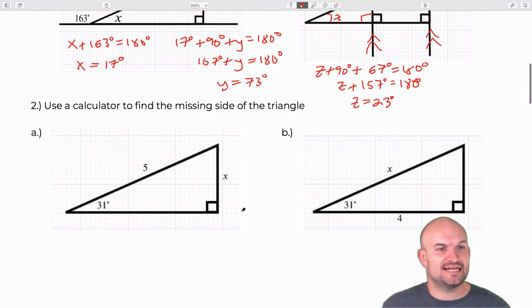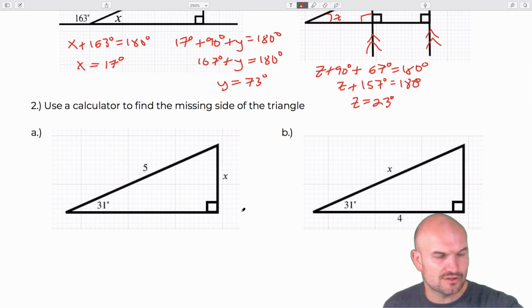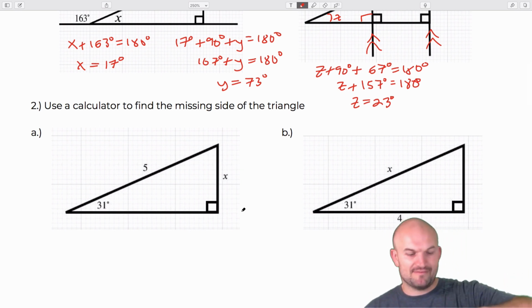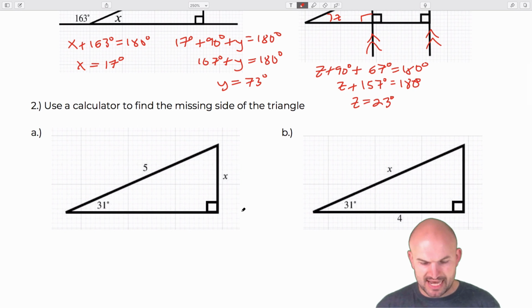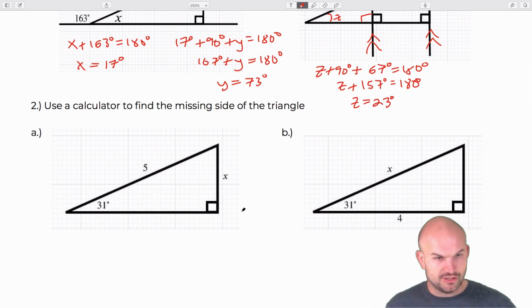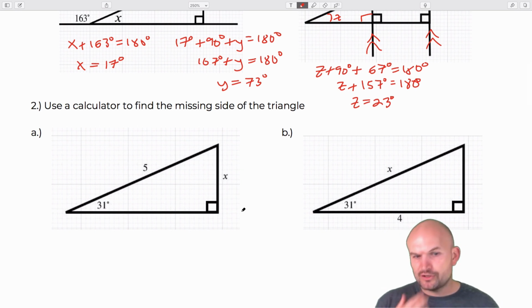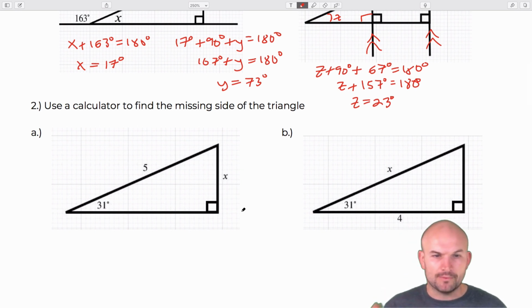All right, the next one is use a calculator to find the missing side of a triangle. So I have my nice little calculator. You could either use a graphing calculator or really just a scientific calculator, whatever you have. But notice that 31 degrees, we're not familiar with any angle or point on the unit circle at an intersection of 31 degrees. So that's why we're going to want to use our trigonometric functions.